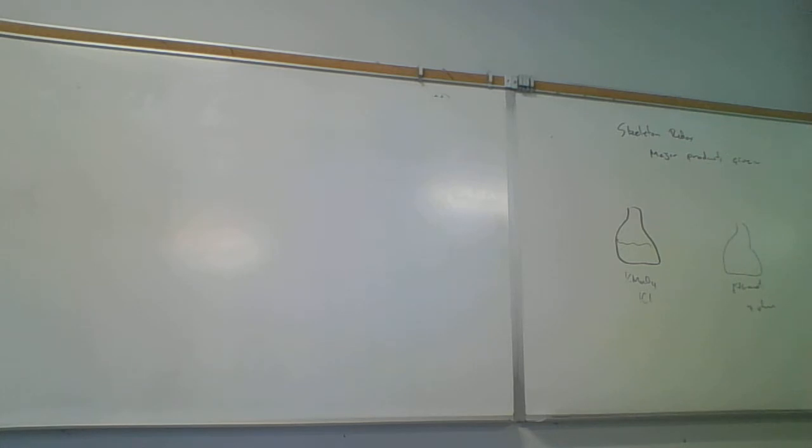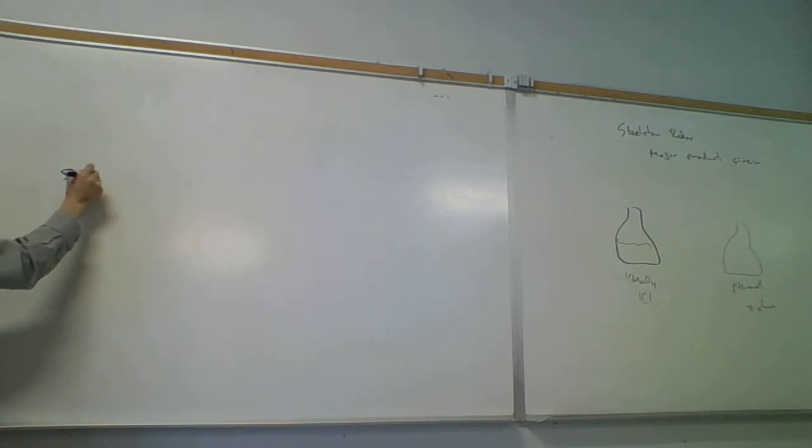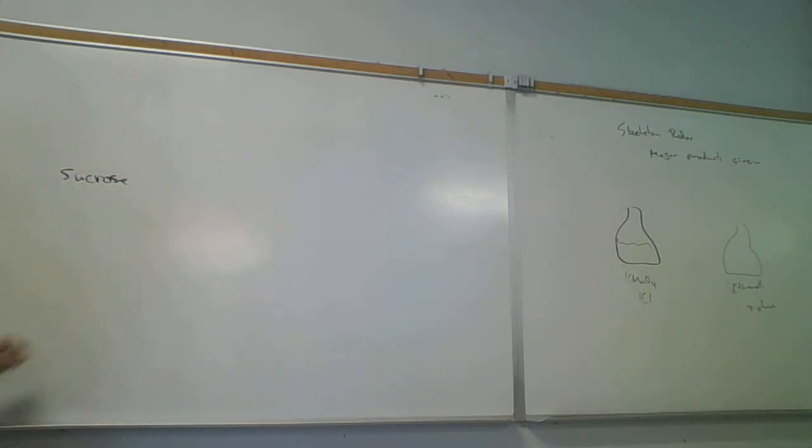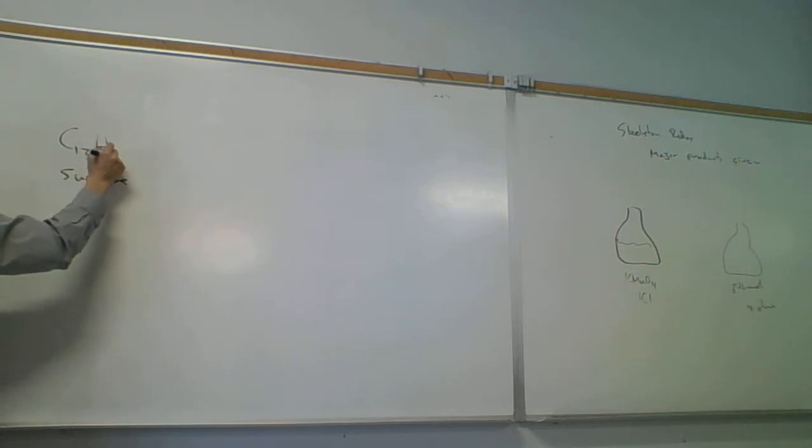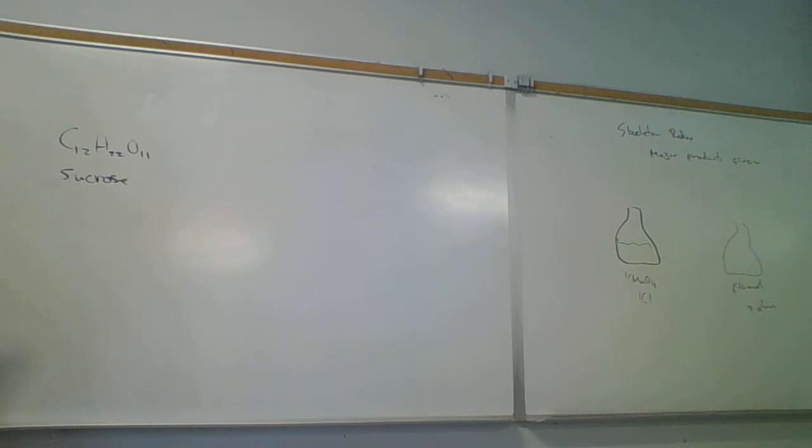If we look at glucose, C6H12O6, this is glucose, but this is not table sugar. Do you know what table sugar is? Table sugar is called sucrose. And sucrose is actually a combination of a glucose molecule and a fructose molecule that have bonded together. And so sucrose is C12H22O11. And so let's take a look at the oxidation states.